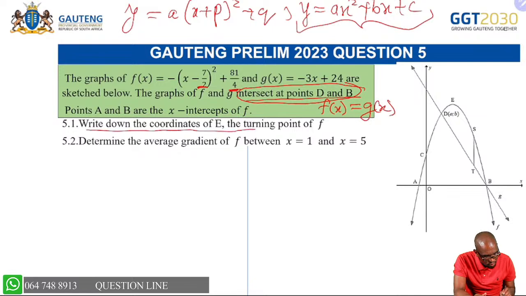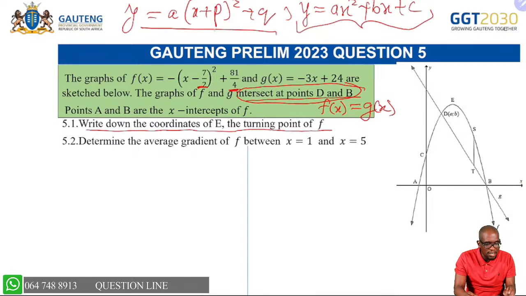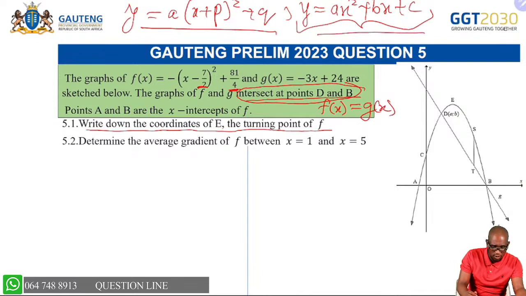Write down the coordinates of E, the turning point of f. Some of you converted the turning point form to ax squared plus bx plus c, and then used minus b over 2a to find the axis of symmetry, and back substituted to find the value of y. This was a long way around, and you were not supposed to do that, because of the marks of this question. The turning point can actually be obtained from looking at that particular equation.